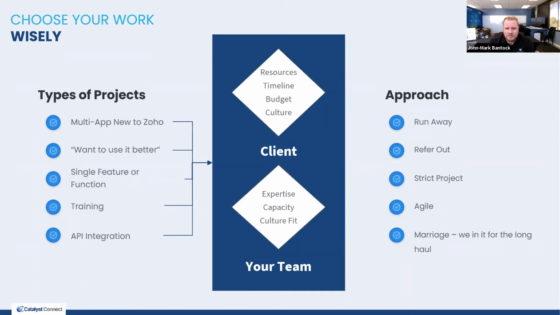And then some projects you may be able to have a very strict scope of work and a strict waterfall type project management methodology. Others are going to have to be agile. And with those agile projects, you're going to have to build in some wiggle room, and you're going to know that there are going to be additional asks and some initial budget overruns.